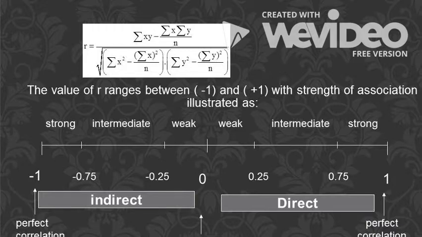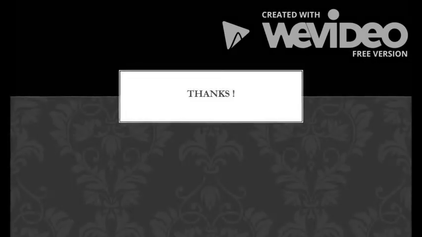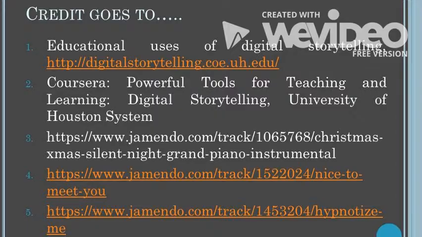So let's stop for now. Thanks. You have learned the concept of correlation with the aid of this story of Mary, and finally we are happy to learn in this course how a digital story can be created.